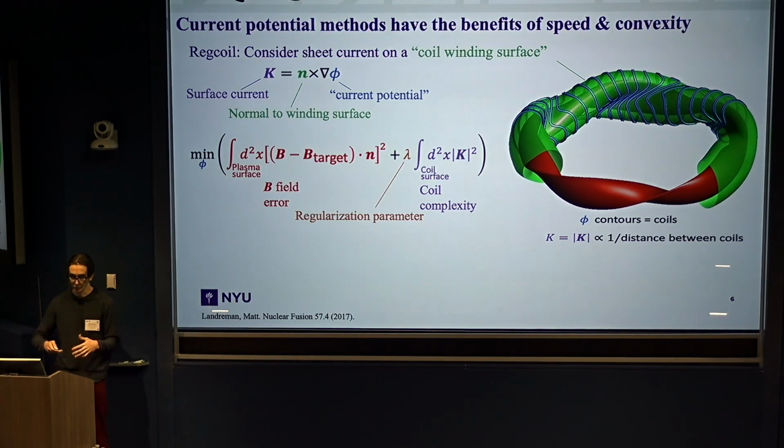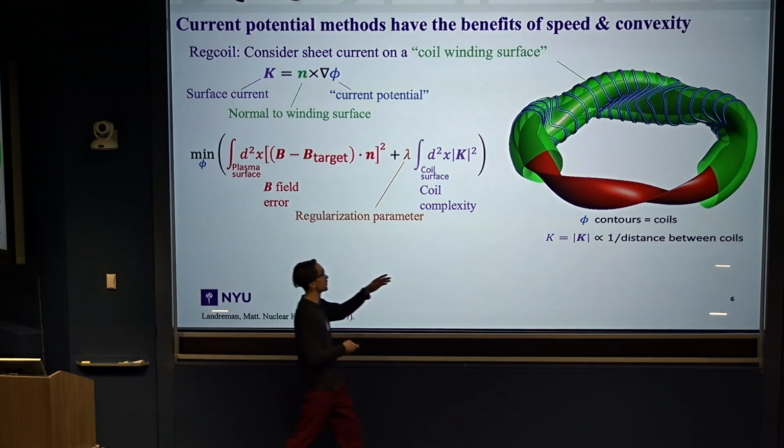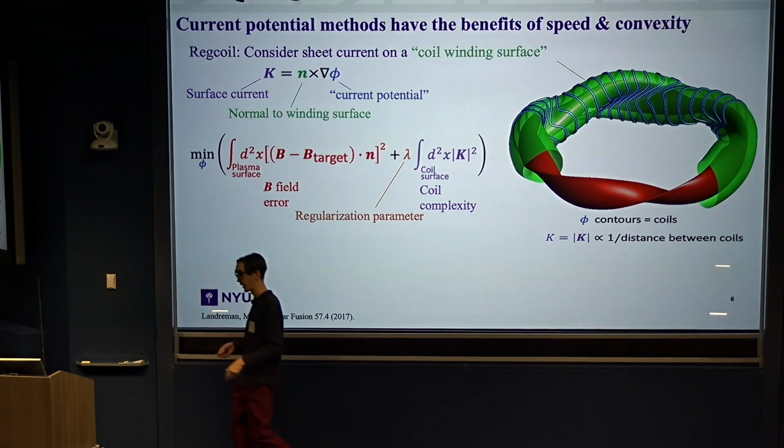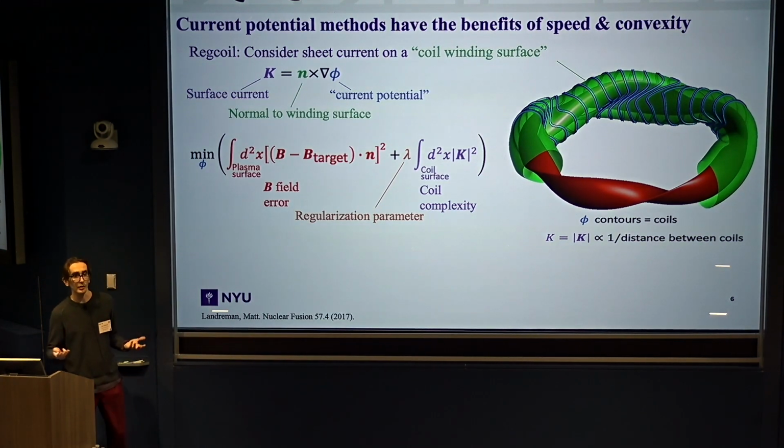Okay, and the traditional method has been this current potential winding surface method. The main benefit here is it's simple theoretically, it's fast to compute, and it's convex. It's a convex optimization problem. The idea is we have our prescribed plasma here in red. We're going to just imagine there's some toroidal surface in green that surrounds it. And we're going to say there's some sheet current that is continuously defined on this toroidal surface. And then we're going to set up this problem.